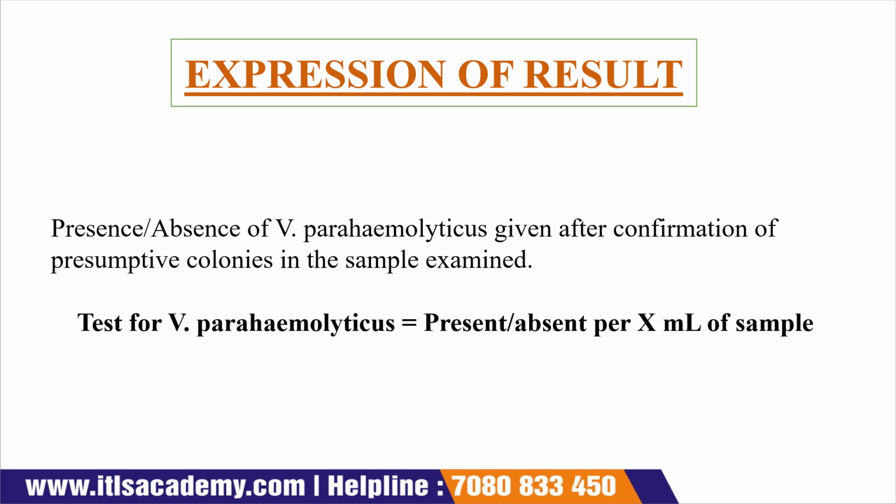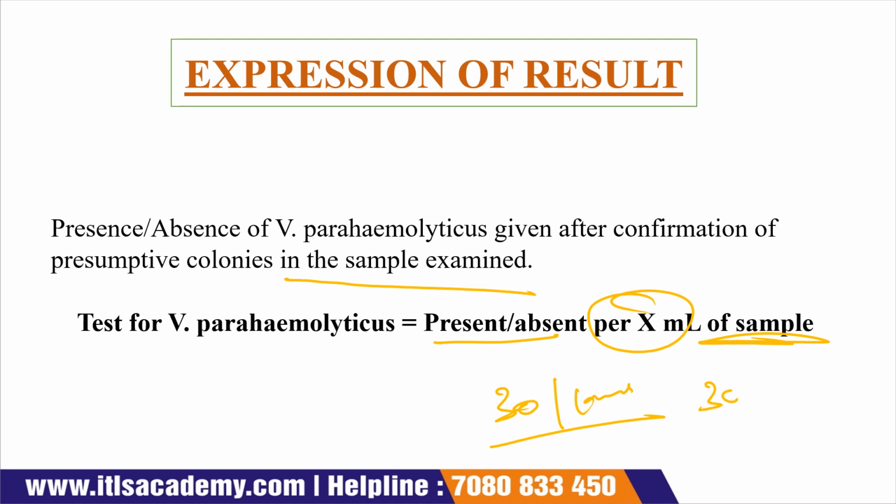Now expression of the result: presence or absence of Vibrio parahaemolyticus is given after the confirmation of the presumptive colonies in a sample examined. Test for Vibrio parahaemolyticus is equal to present or absent per x ml of the sample. Suppose that if there are 30 colonies in 10 ml, then it is represented as 30 CFU per 10 ml. So this is all about today's lecture.